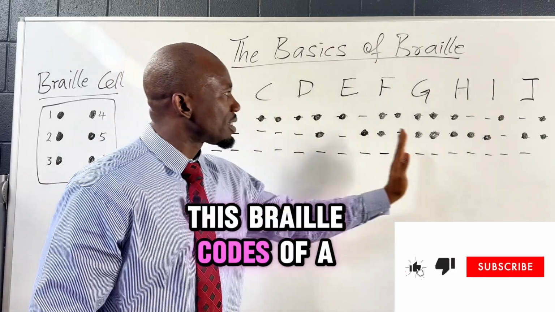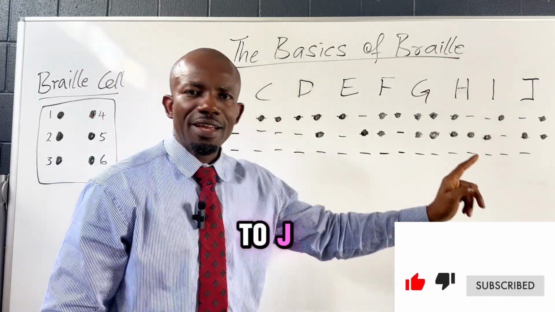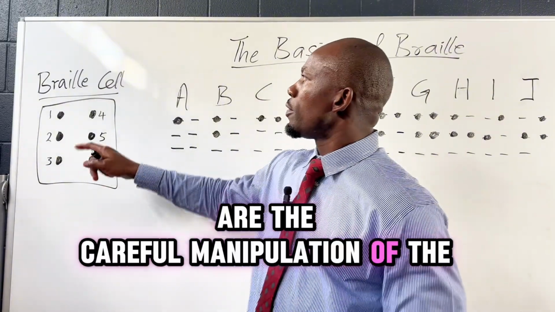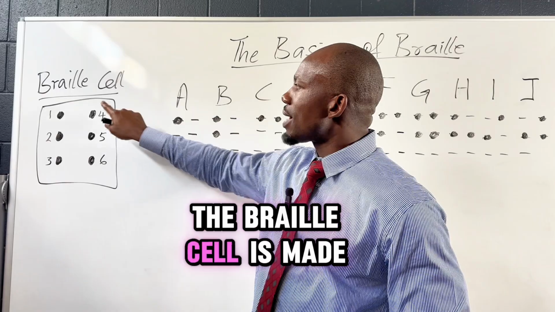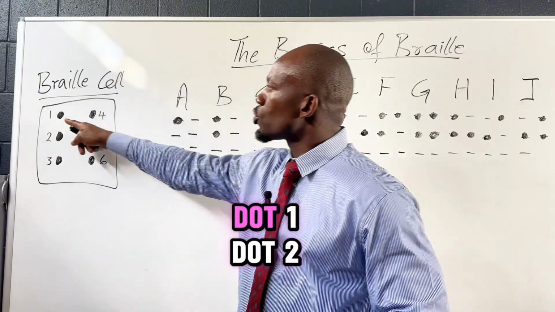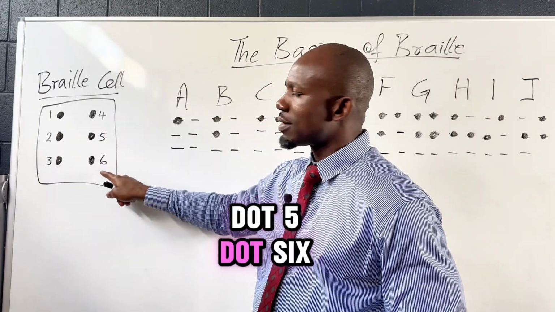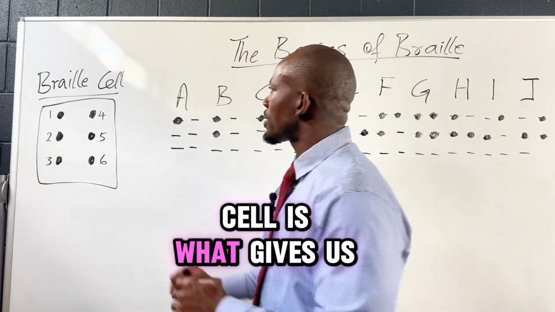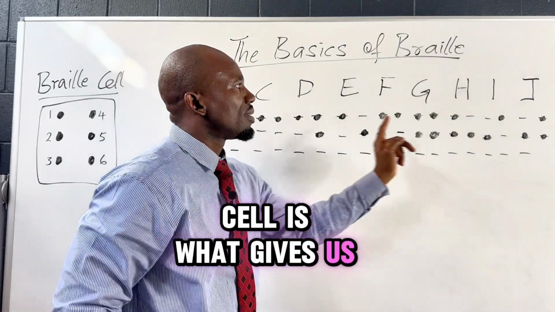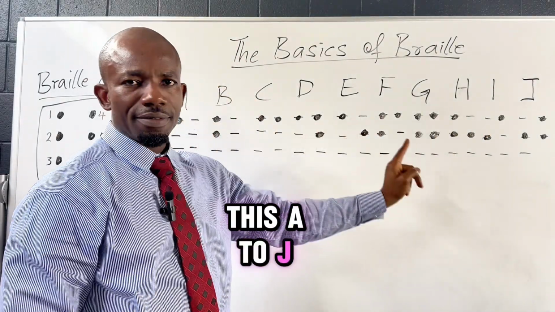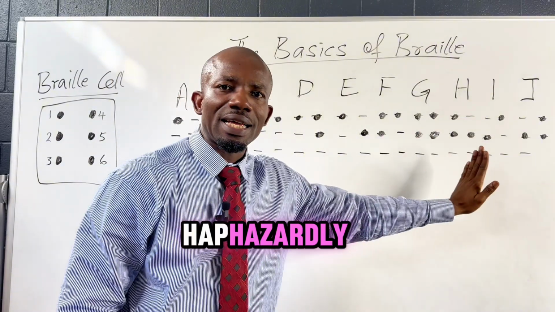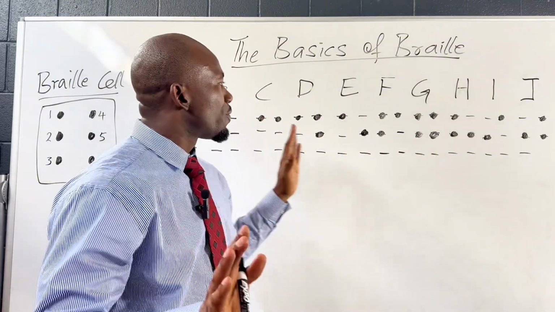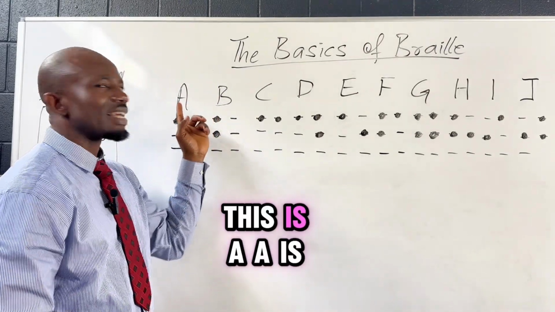These Braille codes of A to J are the careful manipulation of the Braille cell. The Braille cell is made up of 6 dots: dot 1, dot 2, dot 3, dot 4, dot 5, dot 6. Careful manipulation of this Braille cell is what gives us A to J. And this is not just done haphazardly. This is done based on set principles. For example, this is A.